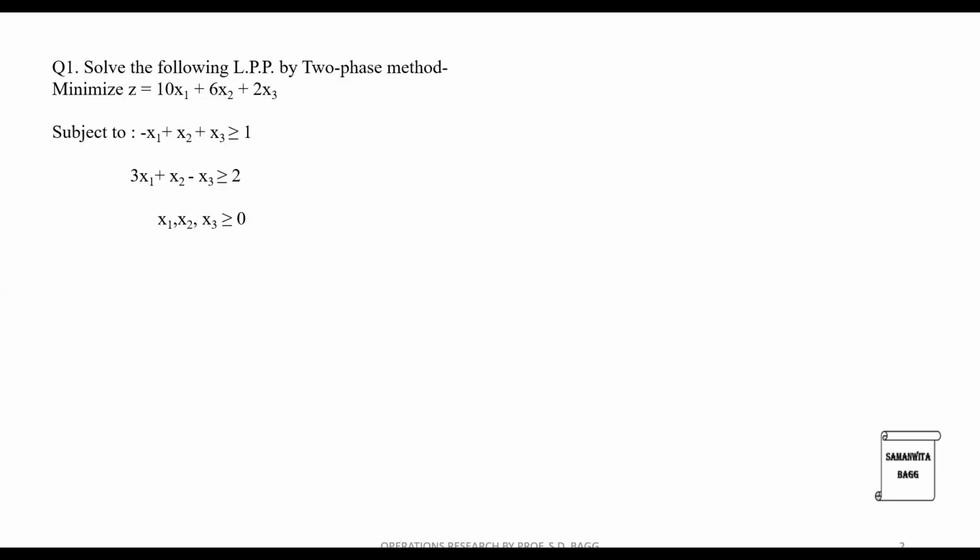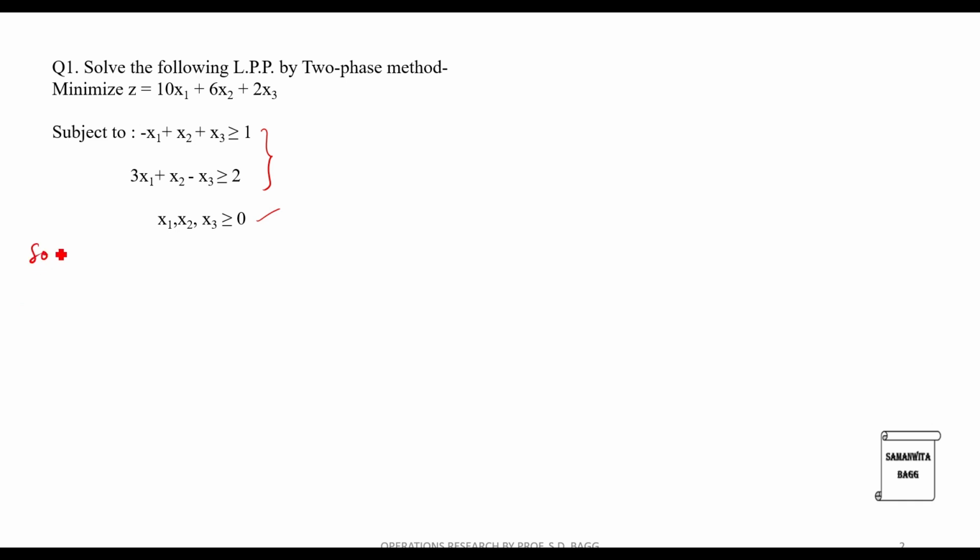Solve the following LPP by two-phase method. Minimize Z = 10x1 + 6x2 + 2x3 subject to these two constraints. They are greater than or equal to constraints, if you observe, and x1, x2, x3 are greater than or equal to 0. This is the non-negativity constraint.